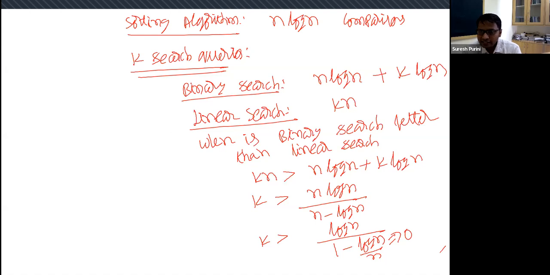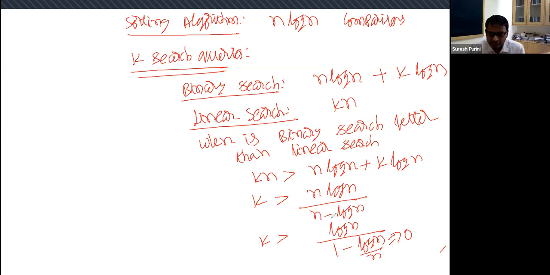N log n, there is sorting. We will learn about sorting in the next class. And so n log n, just take it, there are algorithms which can sort a list of numbers in n log n comparisons.